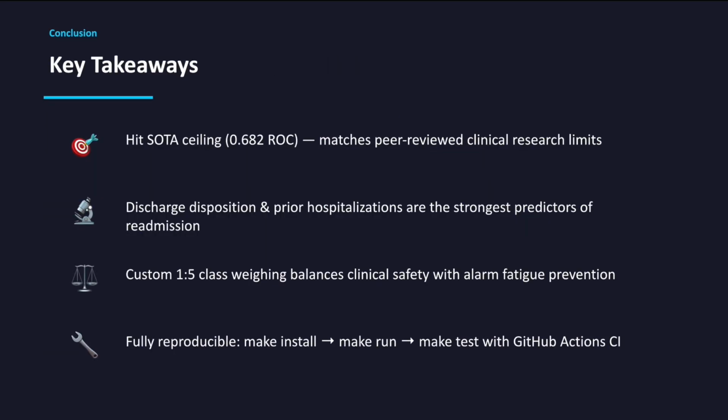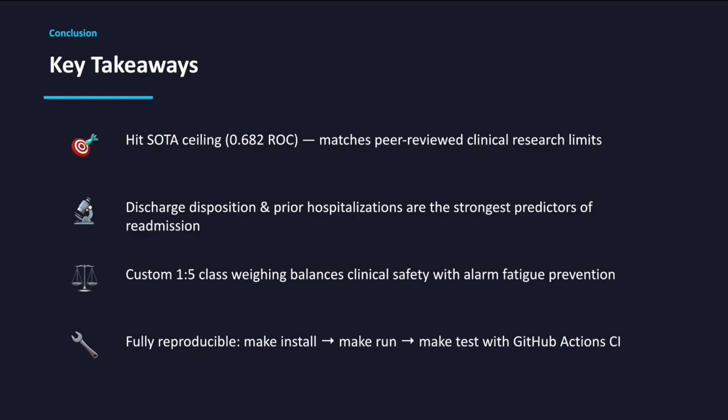readmission. Our project focused on predicting 30-day hospital readmissions for diabetic patients, a problem that is both costly and critical for patient outcomes. Our model achieved a ROC-AUC of about 0.68, which is consistent with the state-of-the-art ceiling in clinical research, suggesting that we captured most of the usable signal. We found that the discharge disposition and prior hospitalizations were the strongest predictors, emphasizing the importance of post-care environment and patient history.